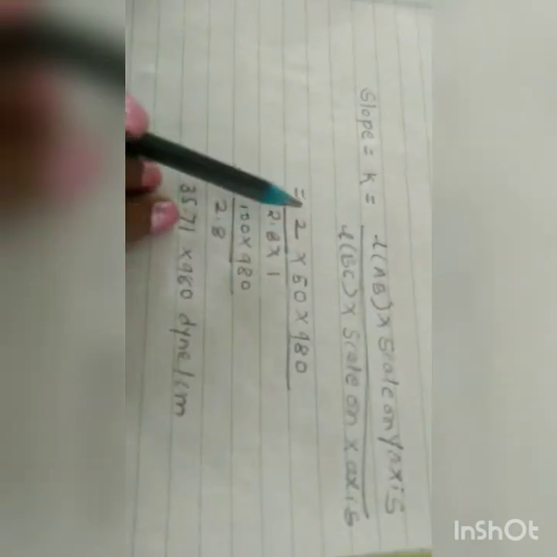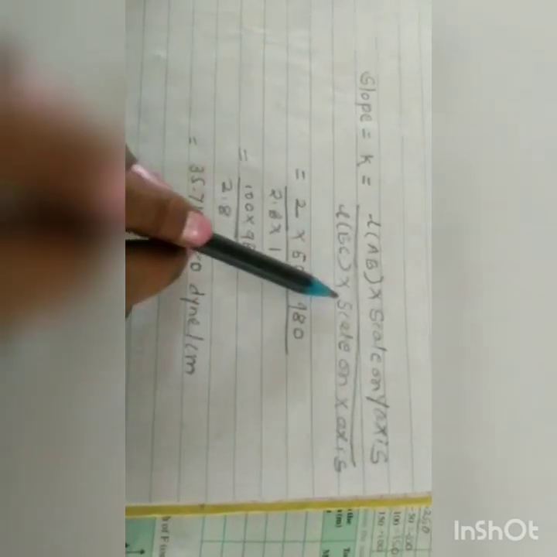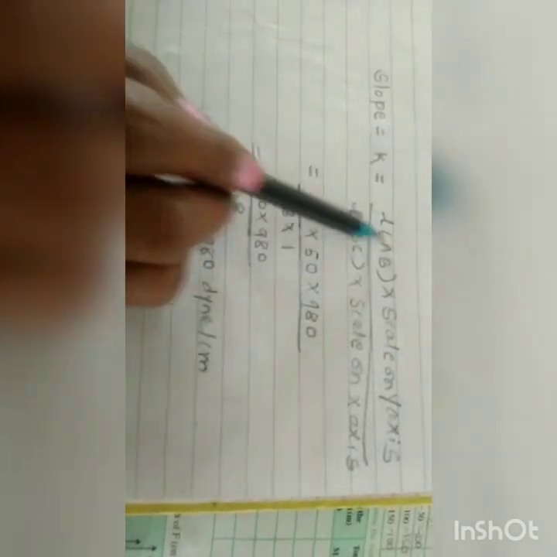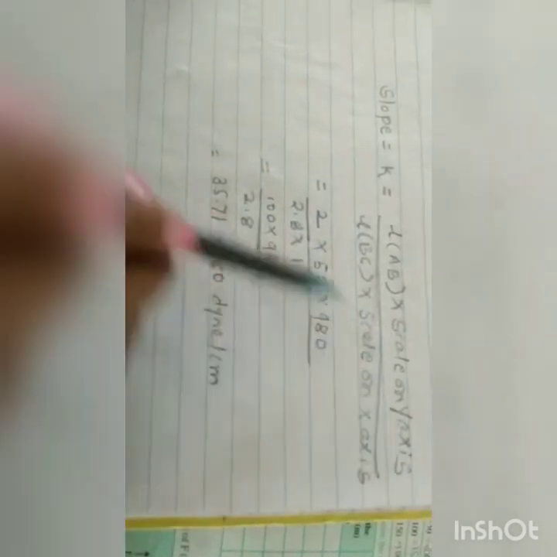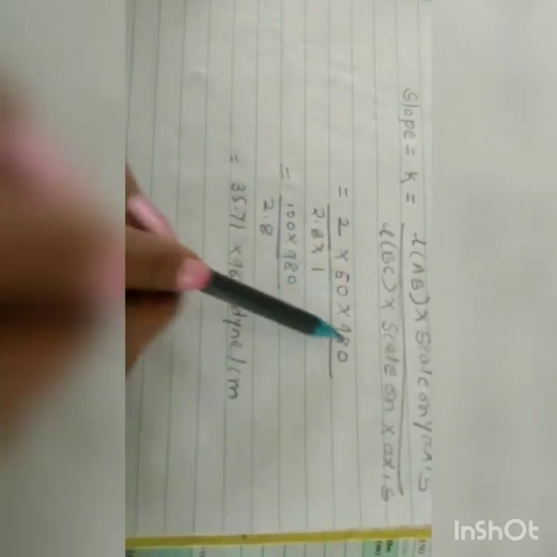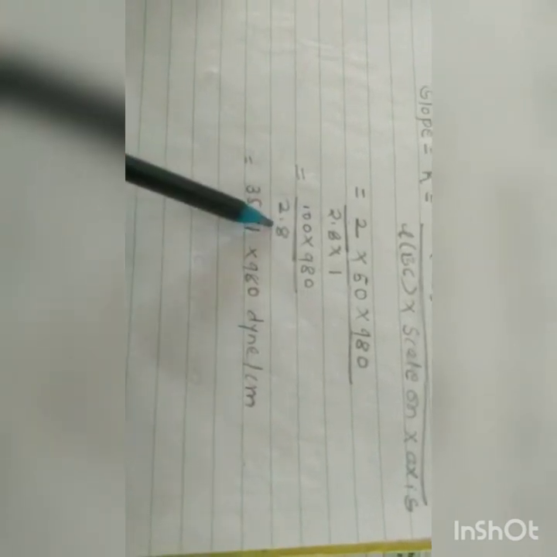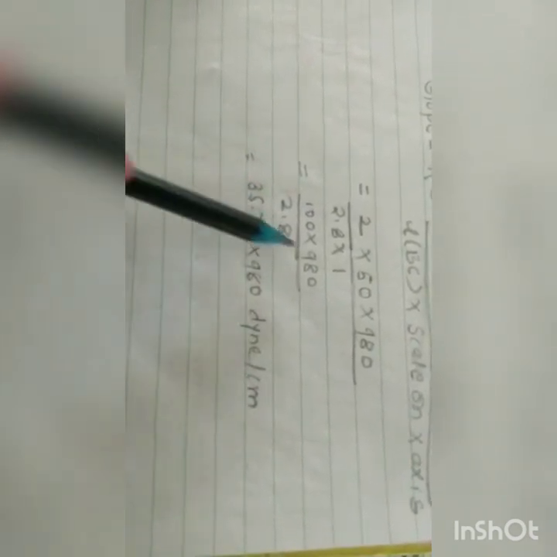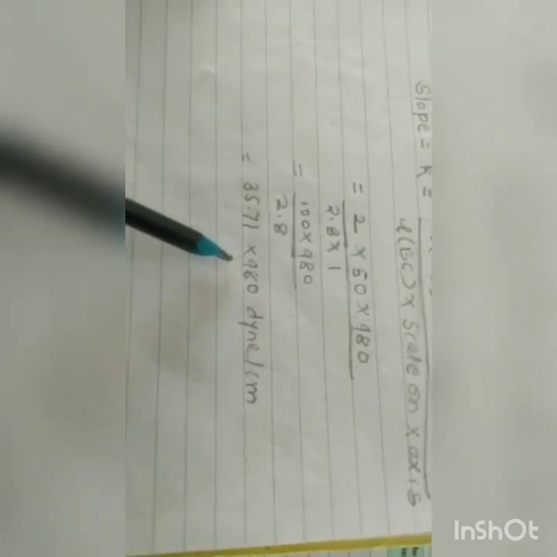Okay, students, we know slope is equal to length of AB into scale on y-axis divided by length of BC into scale on x-axis. Length of AB we measure 2 centimeter, BC is 2.8 centimeter, scale on y-axis 50 into 980. On x-axis its extension 1 centimeter. Now I will multiply 50 into 2, it's 100, 980 as it is, divided by 2.8 into 1 is 2.8. Now I will divide 100 by 2.8. Its value is 35.71. I will keep this 980 as a multiplier as it is. It will become easier for the next graph.